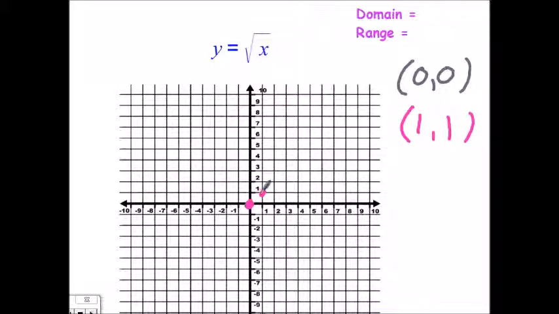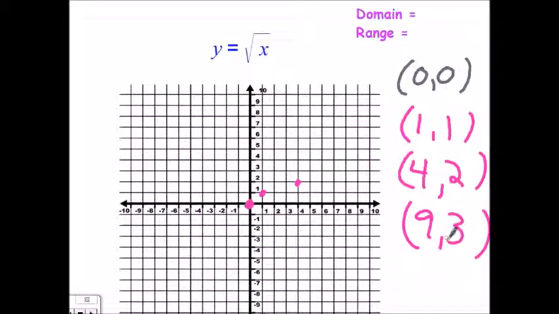Now I could let x be equal to 2, but 2 is not a perfect square, so that's going to give me a messy number. So I'm going to go to the next perfect square, which is when x equals 4. When x equals 4, the square root of 4 is 2, so y equals 2. So I'll graph the point 4, 2. My next perfect square that would be nice to try would be 9. The square root of 9 is 3, so y equals 3. So I'll graph the point 9, 3.